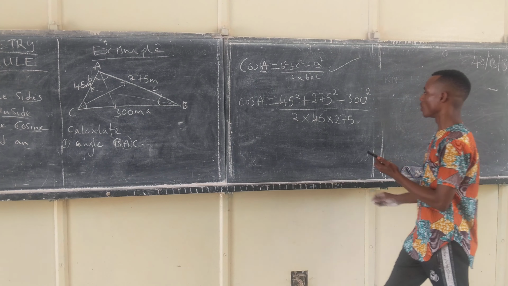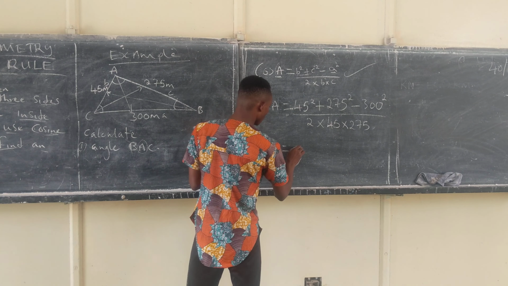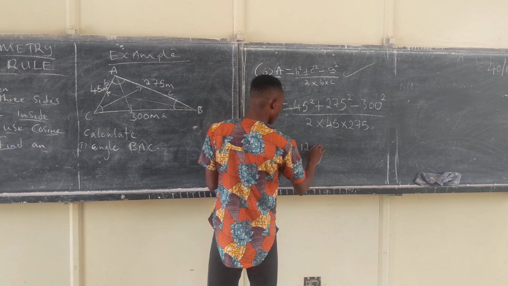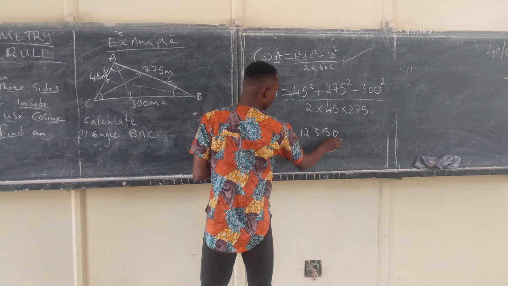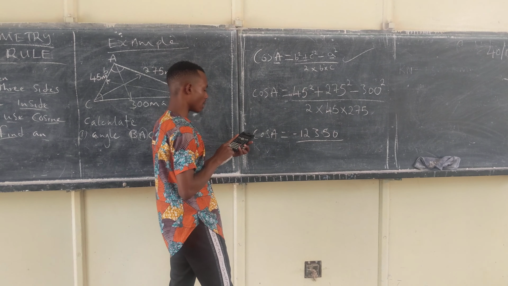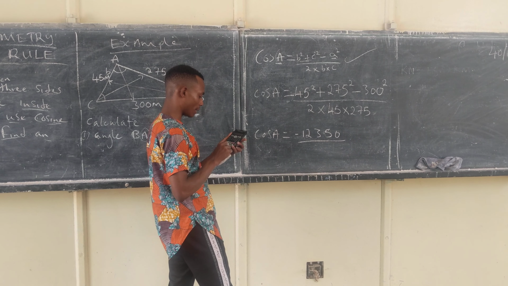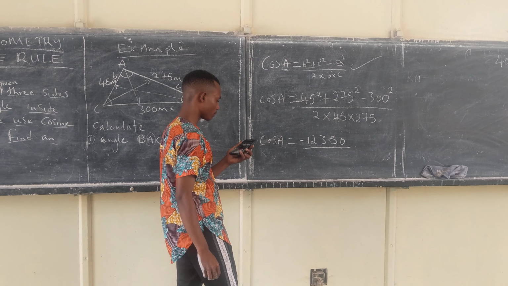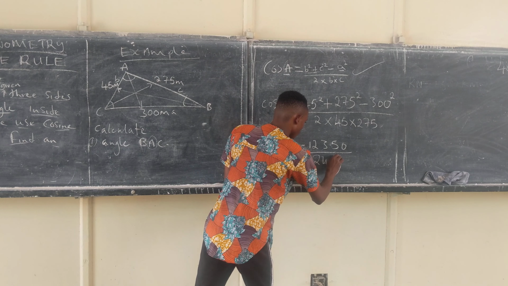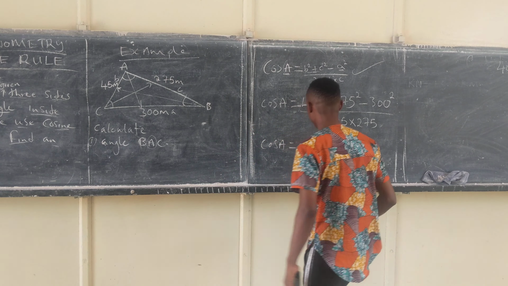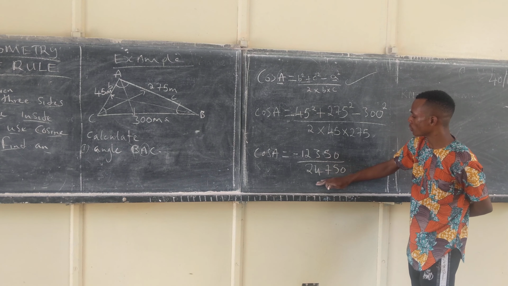What are you going to have? You are getting cos A is equal to negative 12350. Then you punch on the calculator what is down: 2 times 45 times 275. You are getting 24750. Now, when you reach here, please note, don't divide.